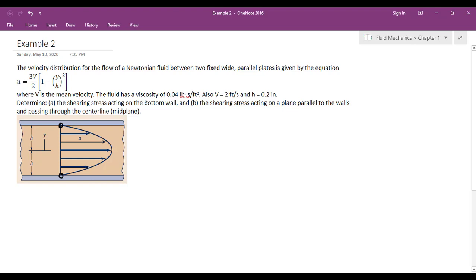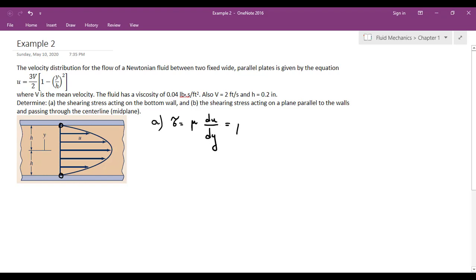The fluid has a viscosity of 0.04 pound-second per feet squared. V is equal to 2 feet per second and h is equal to 0.2 inch. Determine the shearing stress acting on the bottom wall. As we said before, the shear stress is equal to mu times the velocity gradient du/dy.